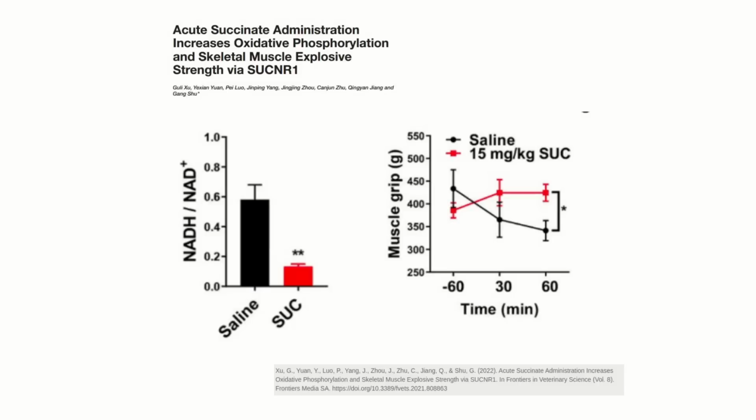This is a third study. In this study, they actually looked directly at NADH to NAD plus ratio. You saw in those mice how feeding them a diet high in oleic acid and linoleic acid dramatically increased the NADH to NAD plus ratio. Succinate does the exact opposite thing as oleic acid. I don't know if I've seen any other intervention that affects the NADH to NAD plus ratio this dramatically.